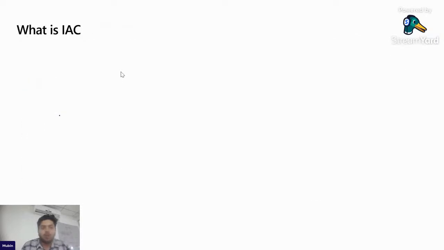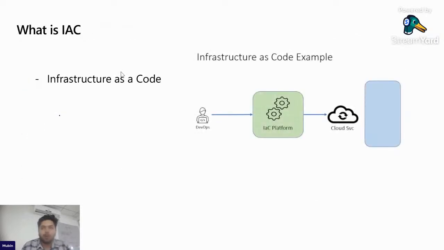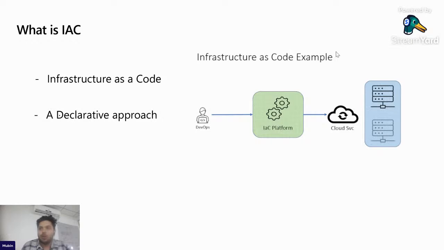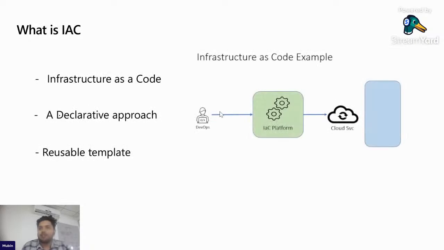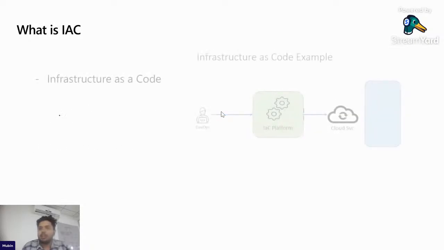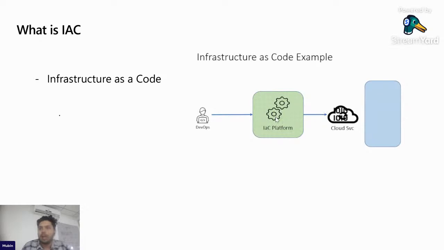So now coming on to the first point of the agenda, what is infrastructure as code? You can see in this short video over here, a person is writing some code, and then that code is going into an IAC platform, and then the cloud service, the infrastructure, is getting deployed, and it is also a kind of declarative approach, you can say.